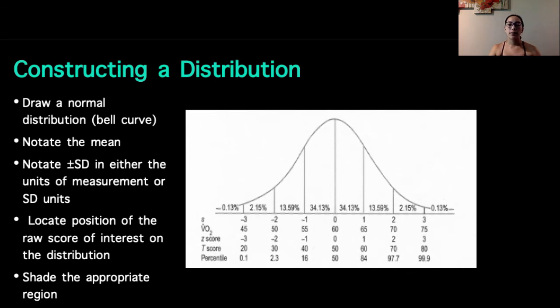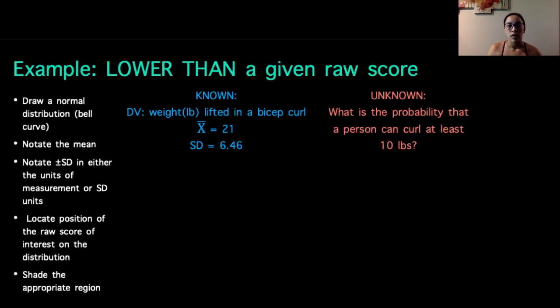So remember that we can either look at a percentage of values below a raw score, above a raw score, or between 2 raw scores. For our example of values that exist below or lower than a given raw score, let me get a pen, and we'll do red. That's cool. Okay. So the first thing is to draw a normal distribution, and please excuse if this is messy, but I'll try my best.